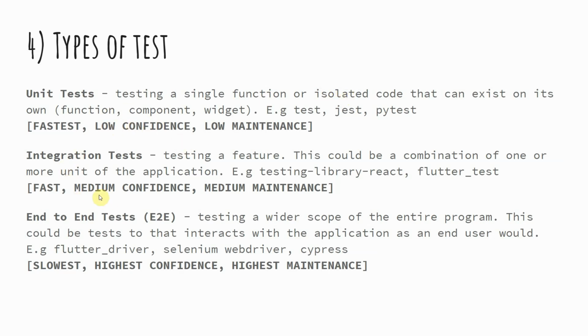Then for integration test, you have medium confidence. Why? Because now you've integrated that function with a particular component that has a text field and a button to submit that.